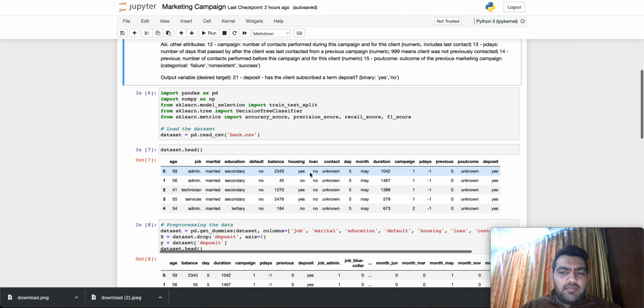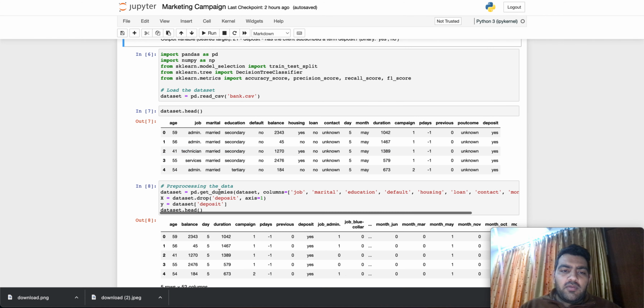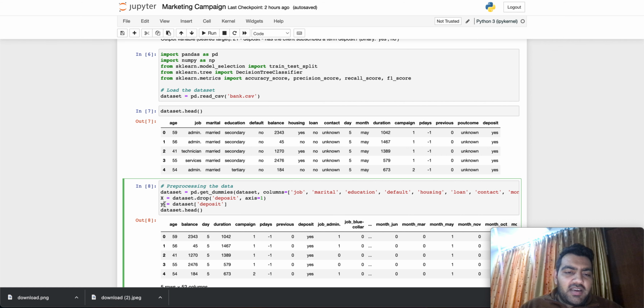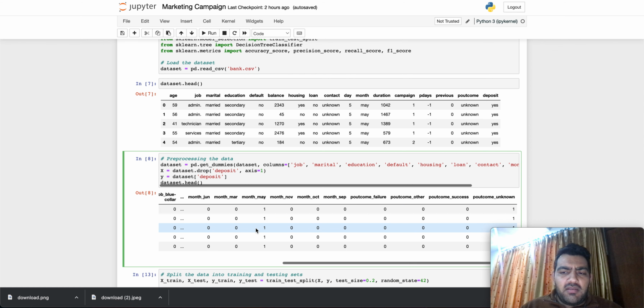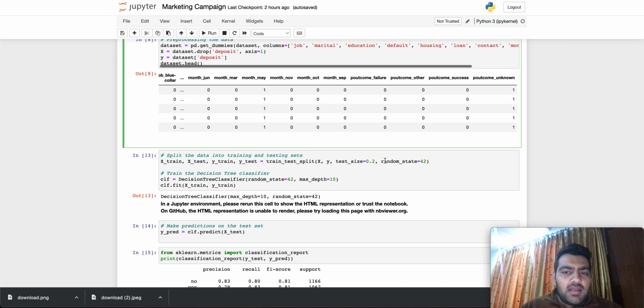So I'm just importing this data set, and this data set has mostly categorical features. So I'm not using the one hot encoder, I'm using the pandas get dummies feature, which is exactly similar to what one hot encoder does. All the categorical features I'm converting to numeric features using one hot encoding. I have my feature space, and my target is deposit, which is a binary variable, yes or no. I'm splitting this dataset 20% for the testing and the rest of it for the training.